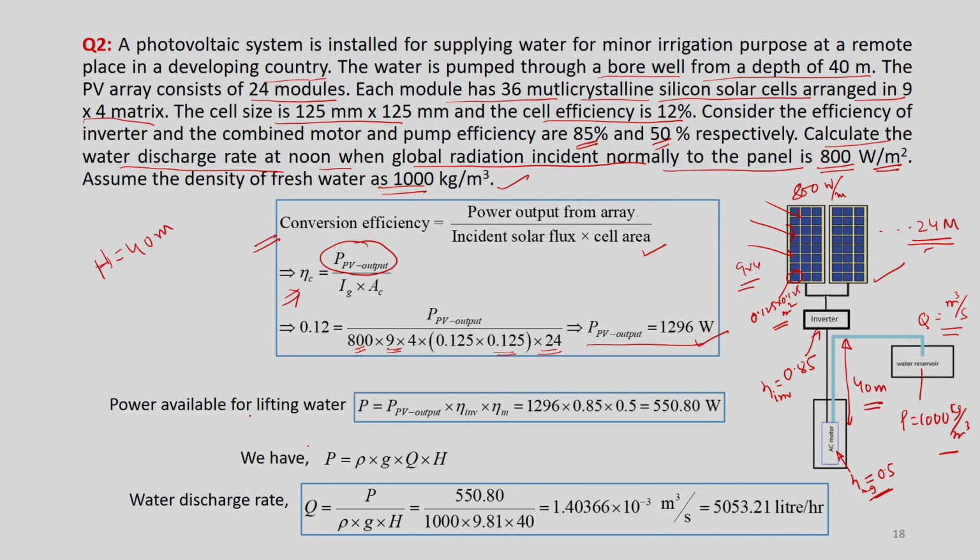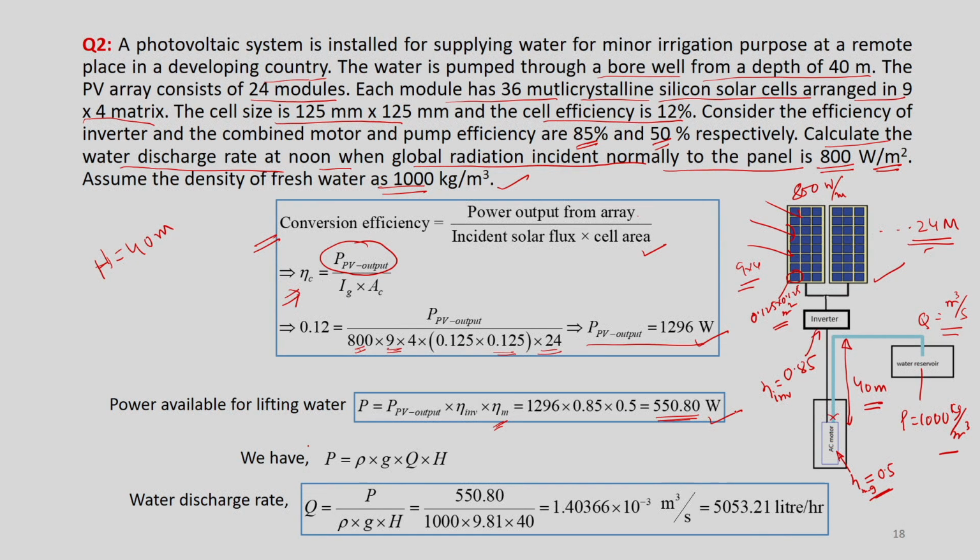This PV output is the power available for lifting water. So, the power available for lifting water is the PV output multiplied by the inverter efficiency and then the motor generator efficiency. If you multiply this, then we get the power available for lifting water.